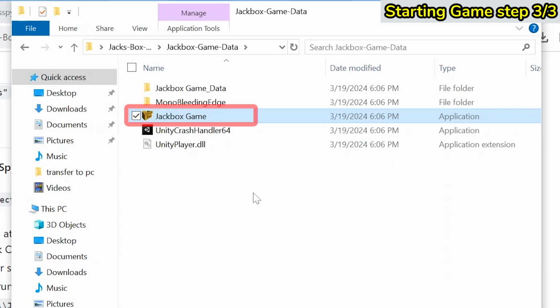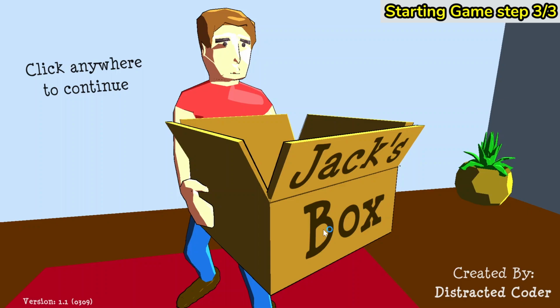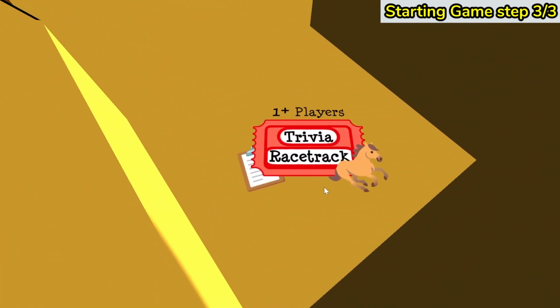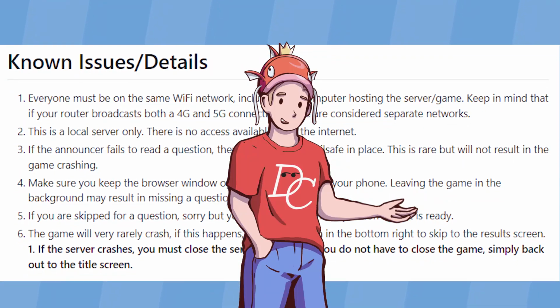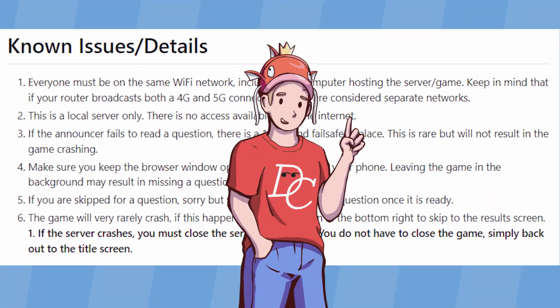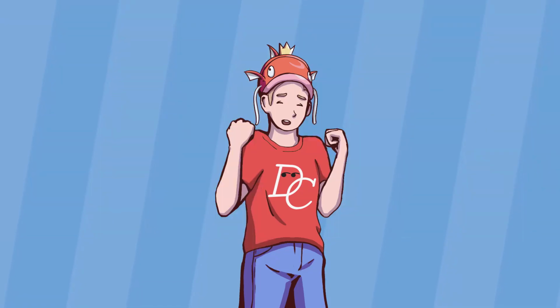Finally, start the game located at Jackbox project main / Jackbox game data / Jackbox game.exe. And that's it. You're done. I would highly recommend that you read through the section of known issues on GitHub. It covers what to do in the rare cases of a crash and some other oddities. I hope you have as much fun playing the game as I did making it.